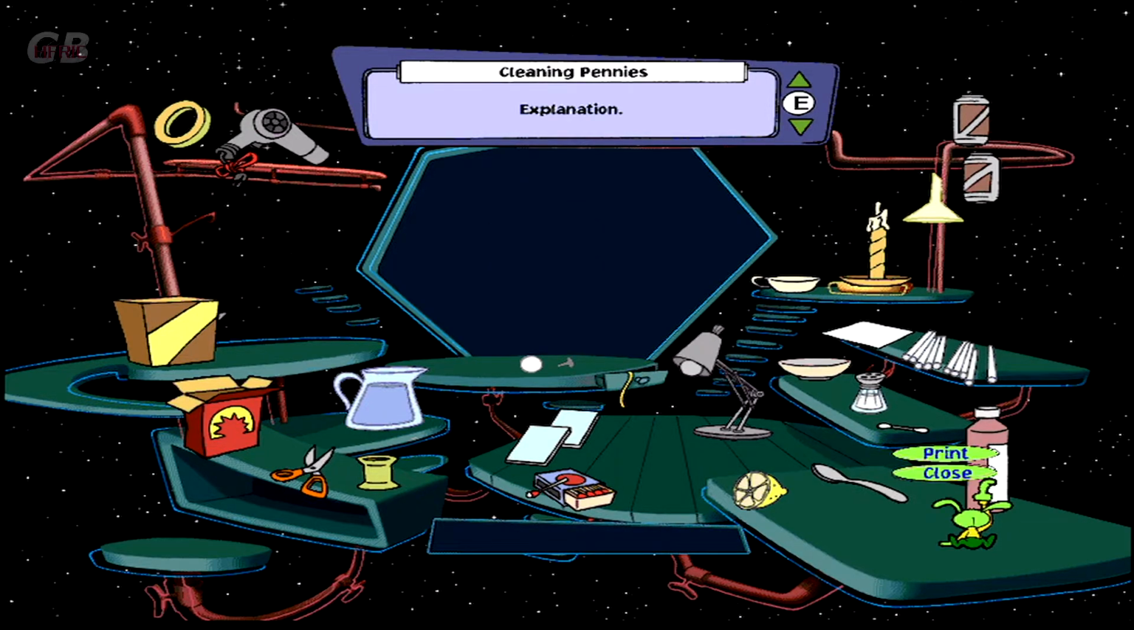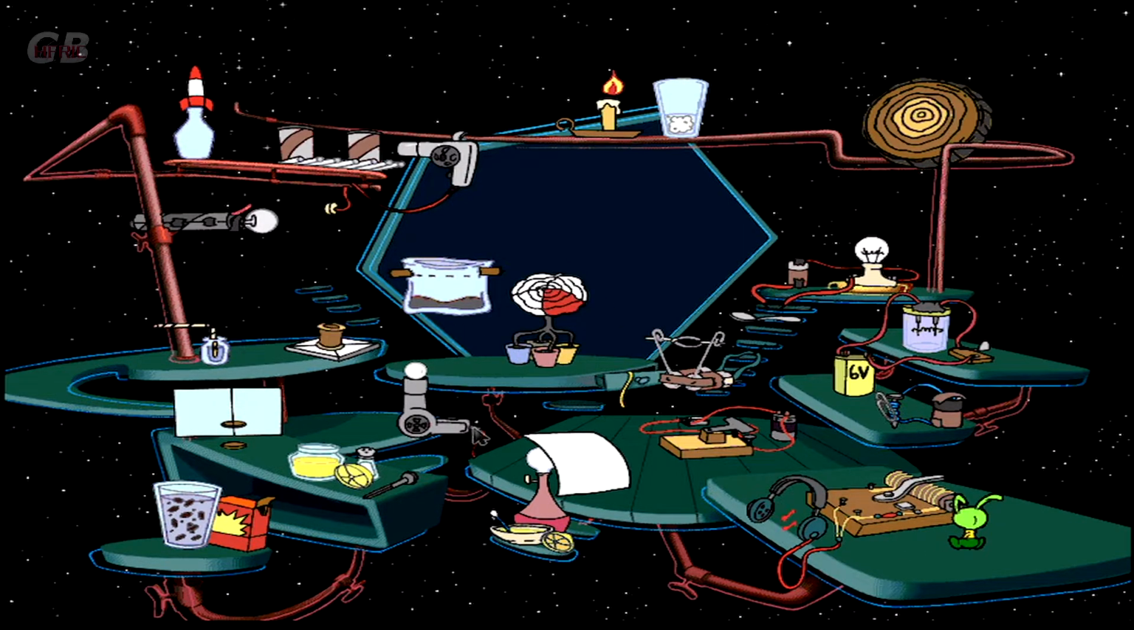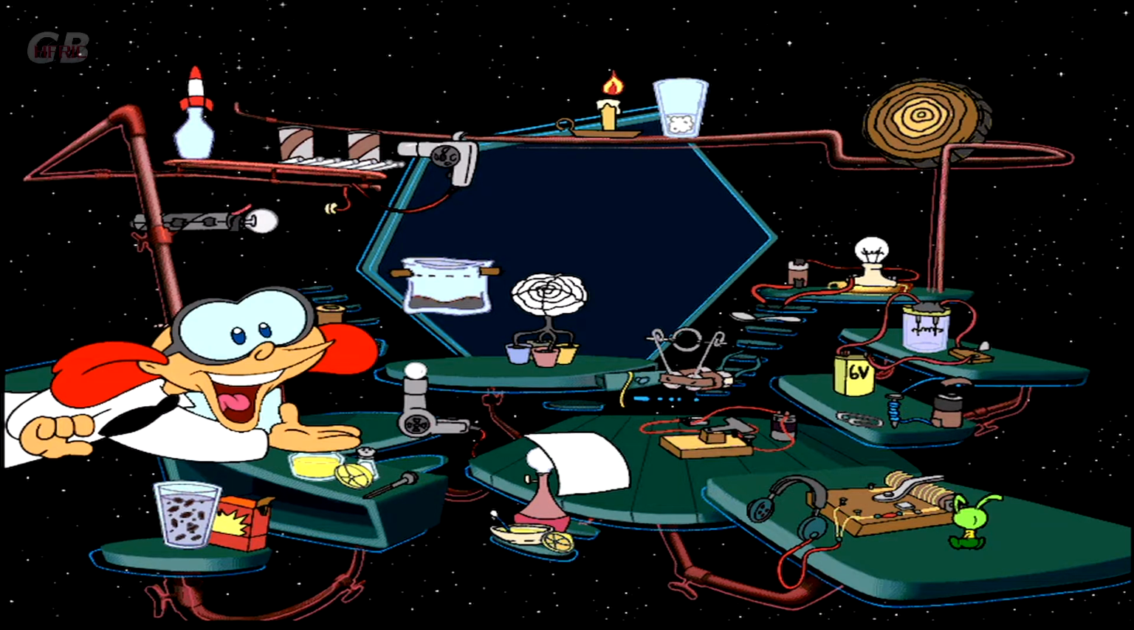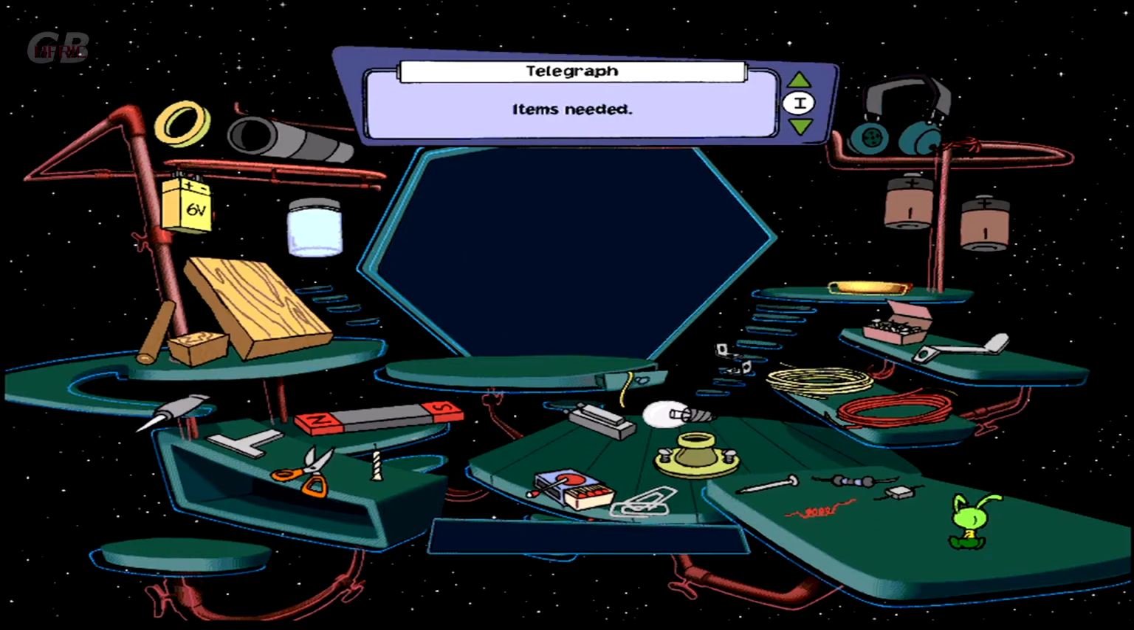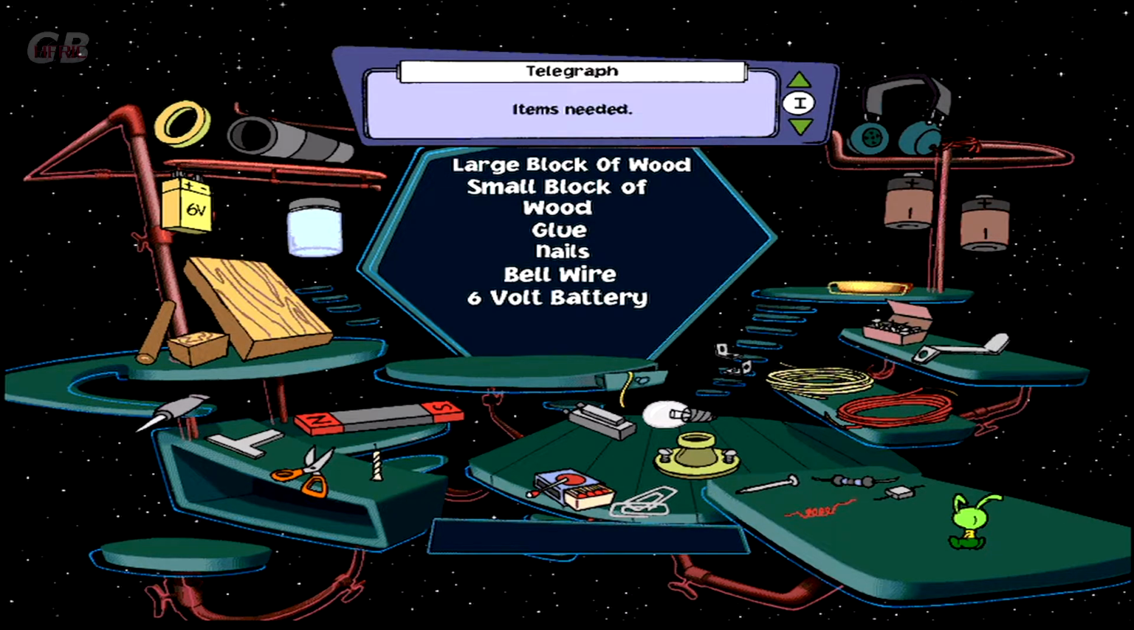To try another experiment, diode radio, invisible ink, telegraph. Ha-ha! The telegraph! I hope I didn't telegraph that idea to you too soon. Tat-tat-tat, dash-dash what? You'll need a large block of wood, a small block of wood, glue, some nails, bell wire, a 6-volt battery, a doorbell switch, and a metal T.